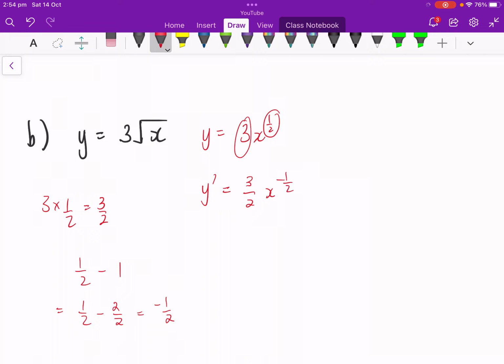Now this is a fine answer, but we want to represent it in positive indices. So let's bring that x to the power of -1/2 to the denominator. So it's positive. Fine answer. Let's put that radical back in. So let's change that half to a square root, and there we go. That is our final answer.